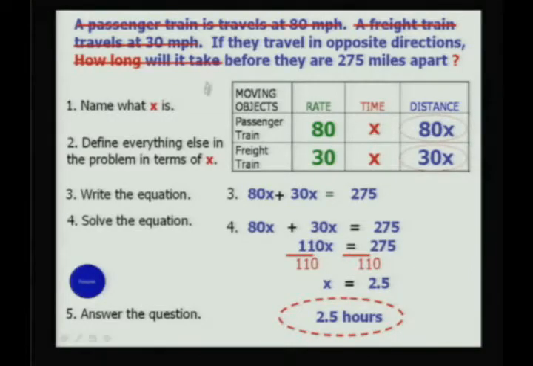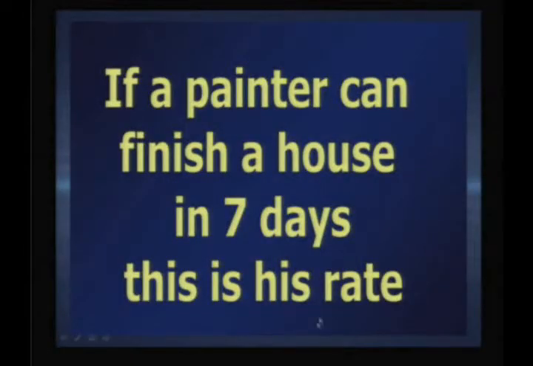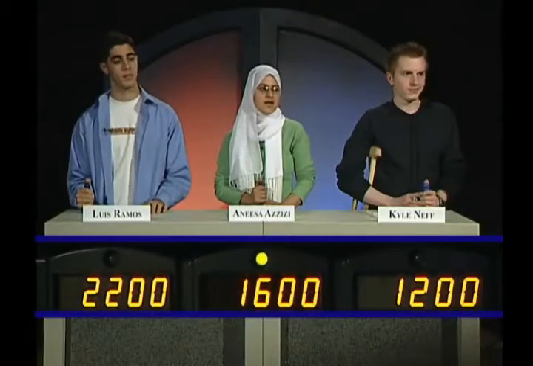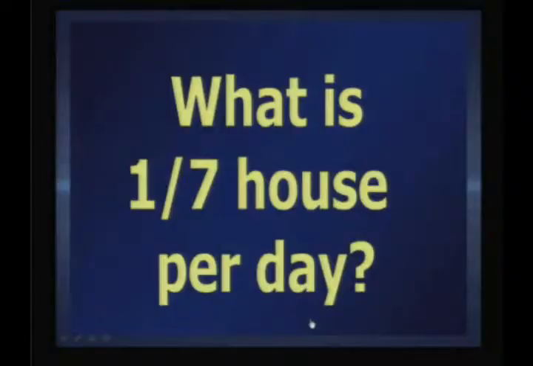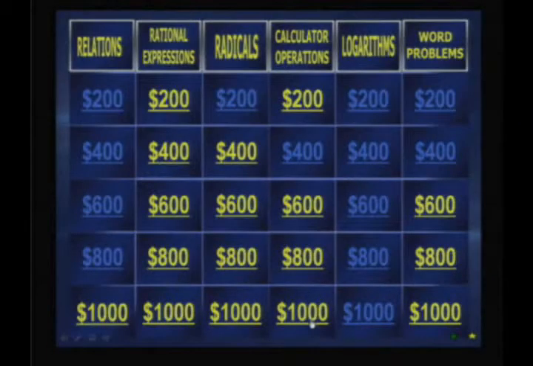Okay, let's see. It's Aneesa. All right, I'll take 400 for word problems. They're not afraid of word problems. If a painter can finish a house in 7 days, we call this the value of his rate. What is 1/7 house per day? Very good. 1/7. Okay, let's go back. It's to you again, Aneesa. All right, I'll take 600 for word problems.